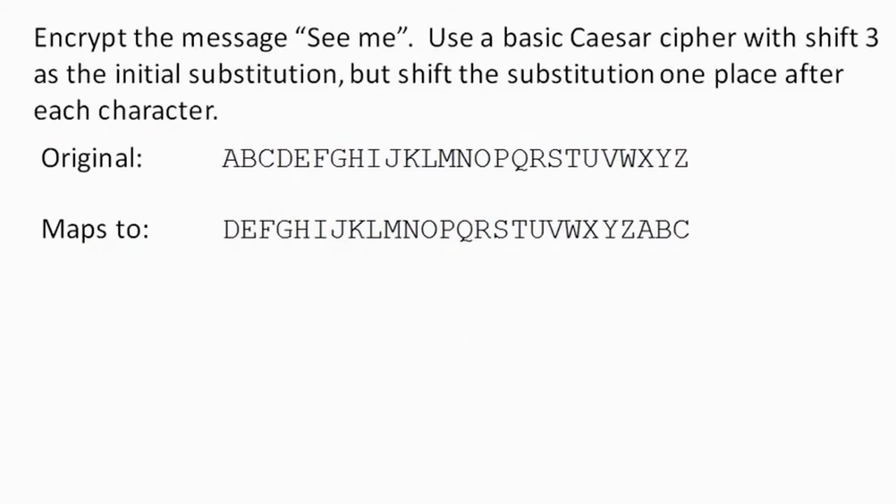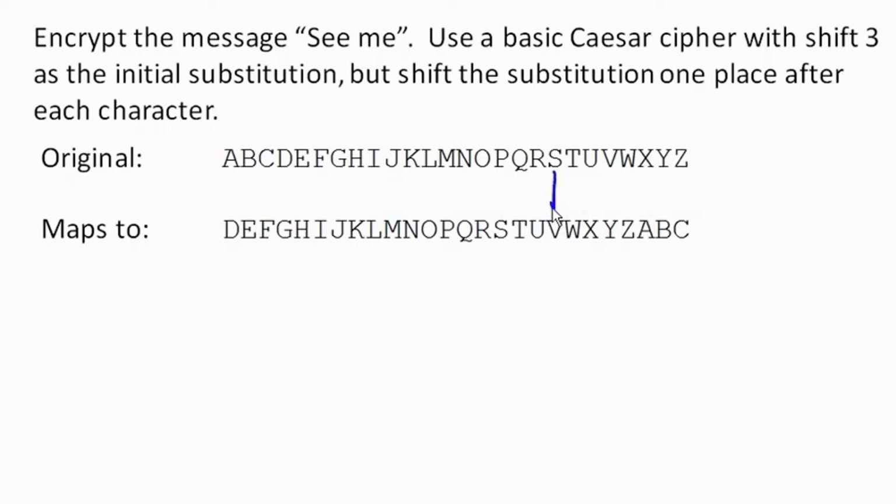So one way to make a shift cipher a little more complicated and to fool frequency analysis is to change the shift after each character. So this time we're going to use a basic Caesar shift cipher with 3 as the initial substitution, which means A maps to D. But then we're going to shift the substitution 1 additional place after we encrypt each character. So in our initial encryption, we're going to encrypt straight down.